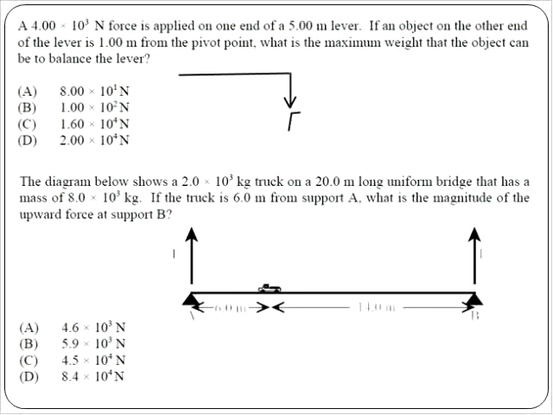We'll just call that a force. And we've got an object on the other end. So that's another force, like a force of gravity. We'll call that one the force of gravity on the object. It looks like this. And the pivot is right here, 1 meter from the pivot point.